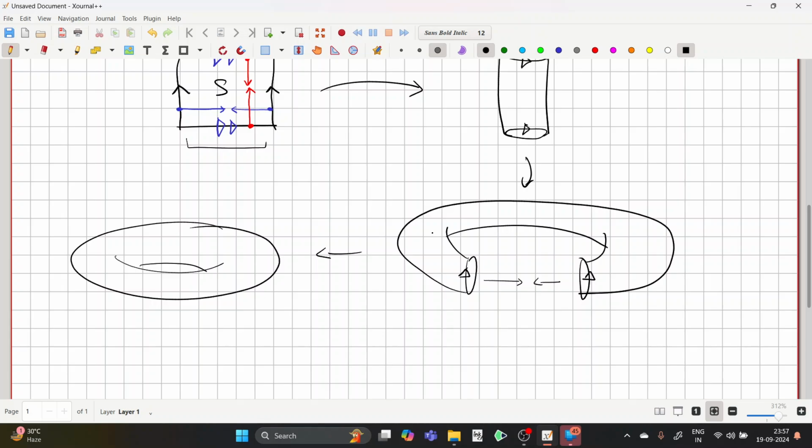You need to be reminded of the fact that we are talking about a hollow tube in this case. Everything inside is hollow, whatever we have is on the surface, right? So this is what we call a torus, and it's usually denoted as T2.